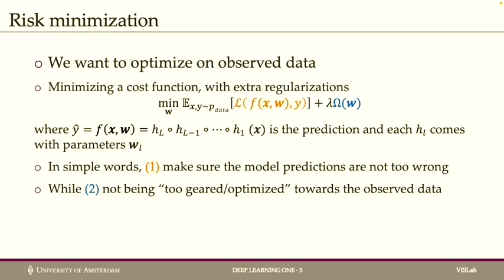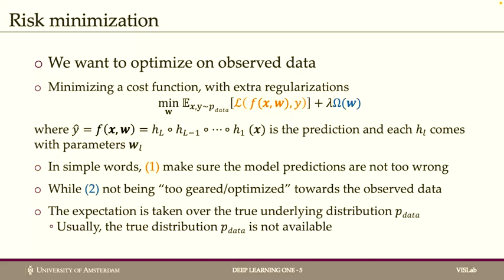Now, what we're writing here is P data, where usually P data is a real underlying distribution. So in the case of statistics, you can really write this out, what P data is. In the case of the real world, we don't know what this real world distribution is. So this real distribution isn't quite available. So we usually have to make do with an approximation.